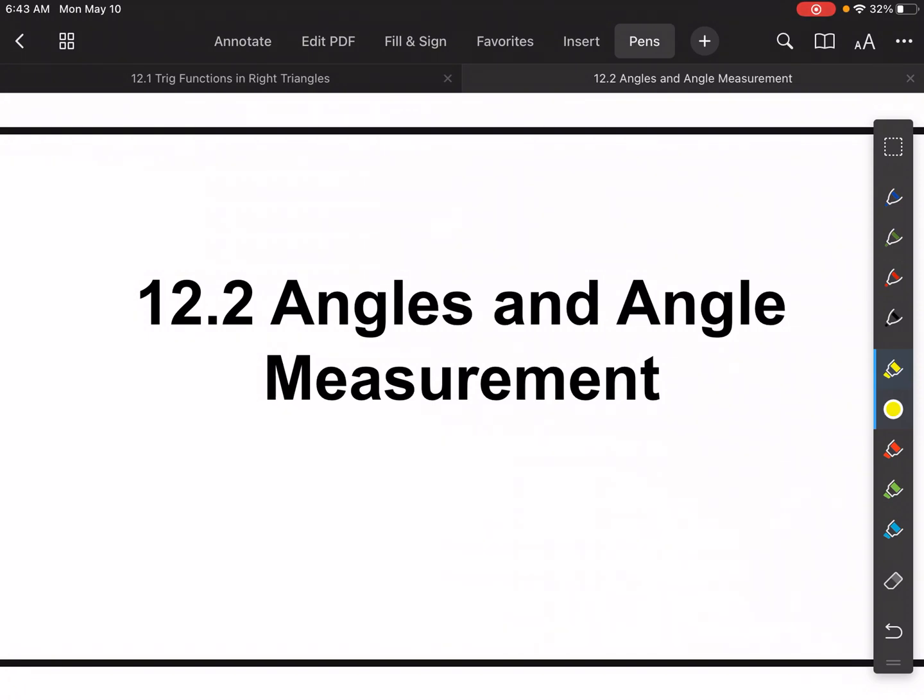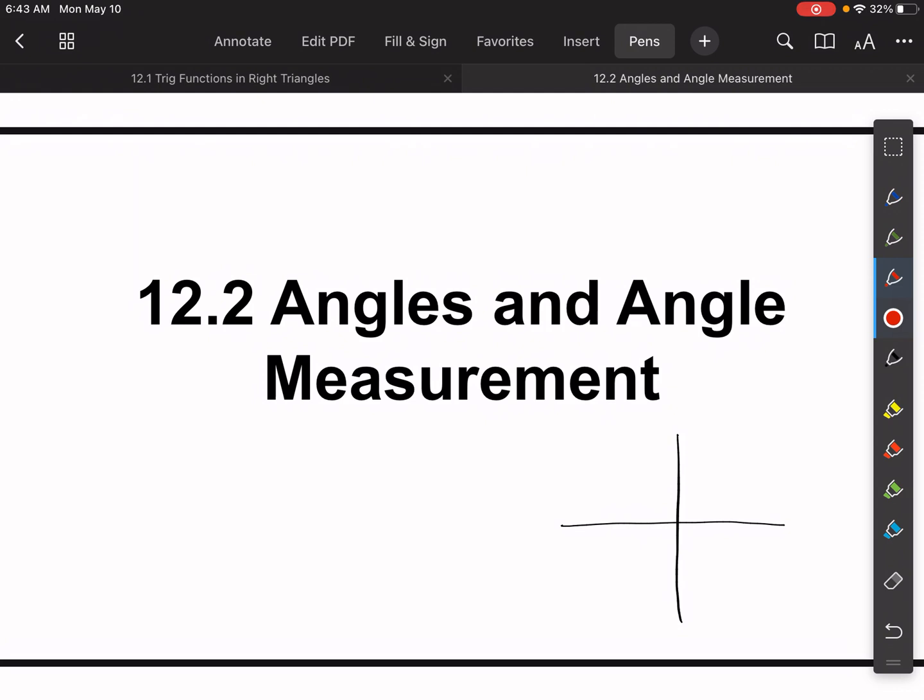Okay, 12.2, angles and angle measurement. To get us started, what I would like you to think about is if you have an XY coordinate plane and you wanted to graph an angle, not a length of something, not a number, but an angle on this thing. Think about how you would do that. We've come up with a system for that.